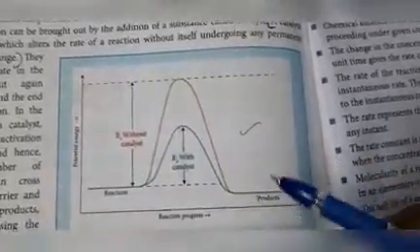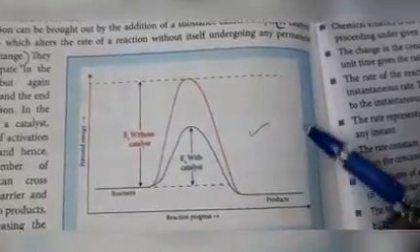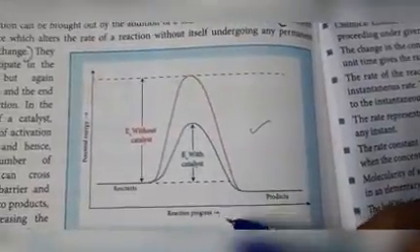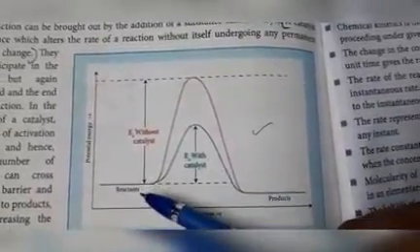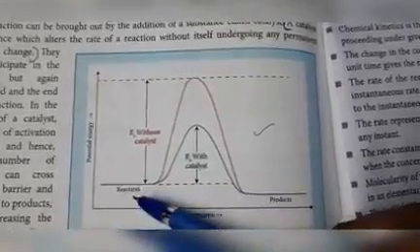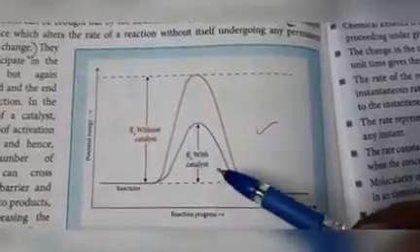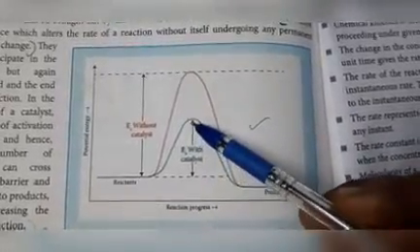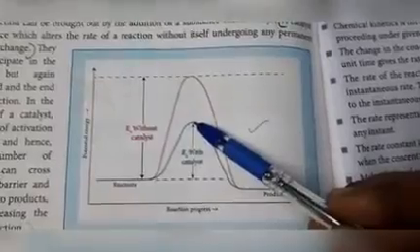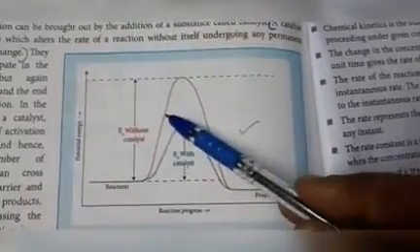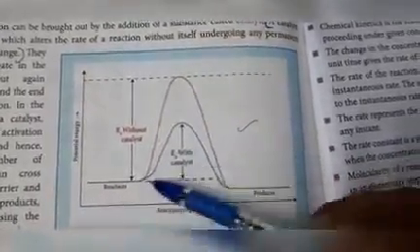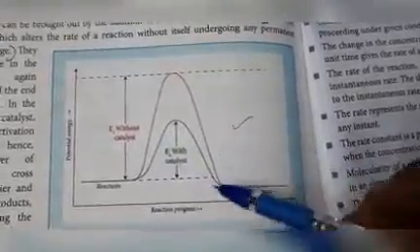But if you add a catalyst, the catalyst forms an intermediate with this reactant, and a new intermediate is formed with that catalyst. That intermediate's energy level is this level only, which means more molecules can convert into product.